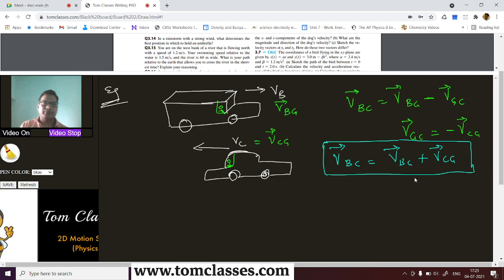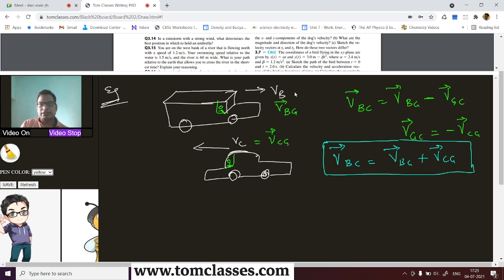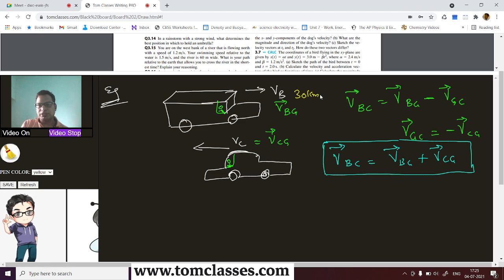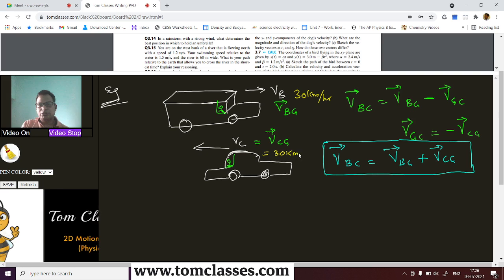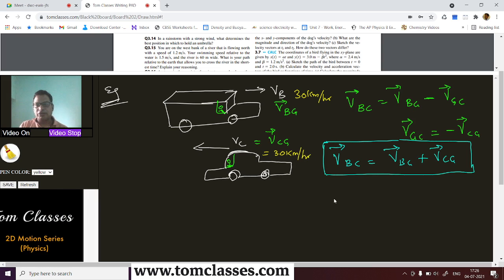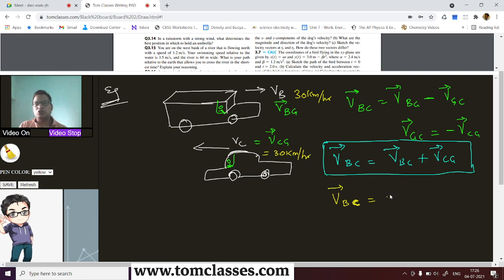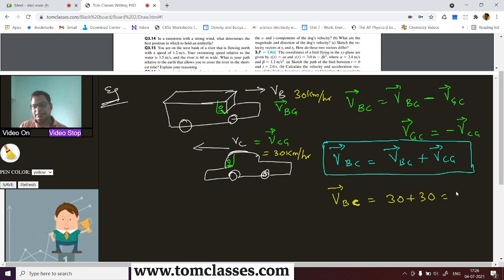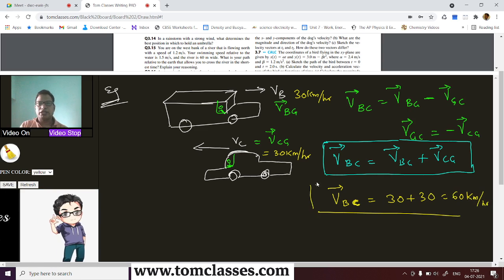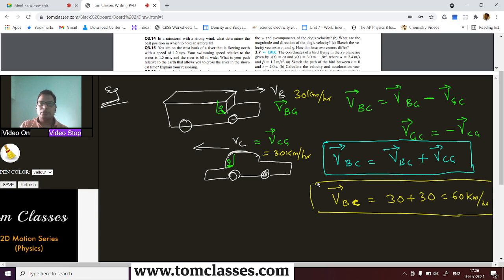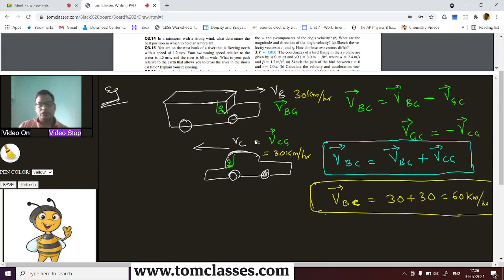Is this okay? Now let's put in a value over here. Let's say that this is 30 kilometer per hour for simplicity, and this is also 30 kilometer per hour. So you see that your relative velocity, velocity of bus with respect to car, is going to be 30 plus 30, that is 60 kilometer per hour. So such a high velocity will be there. Is this okay?